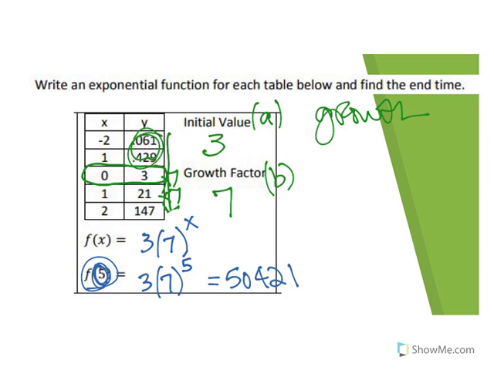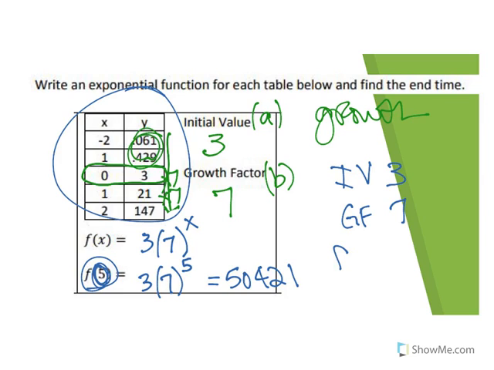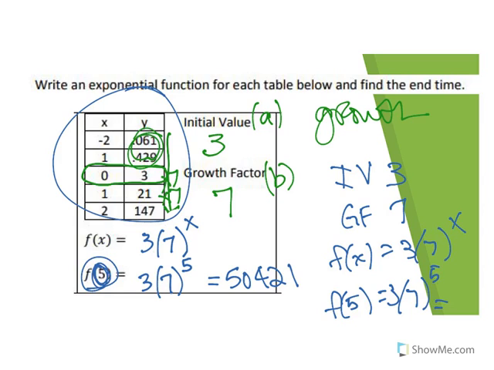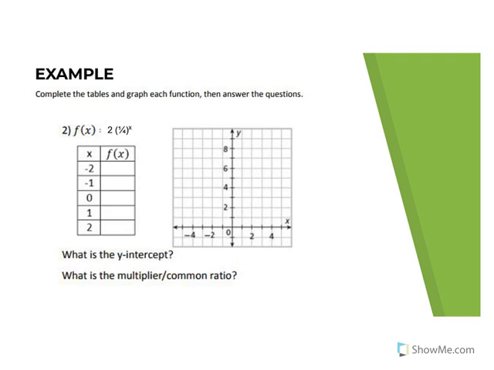5,421. Okay. So when you're doing these problems, you don't need to rewrite this, but you do need to tell me: initial value 3, growth factor 7, f of x equals 3 times 7 to the x, and f of 5 equals 3 times 7 to the 5th equals, I ran out of room, 5,421. Yeah, that's what that is. Okay? Good.